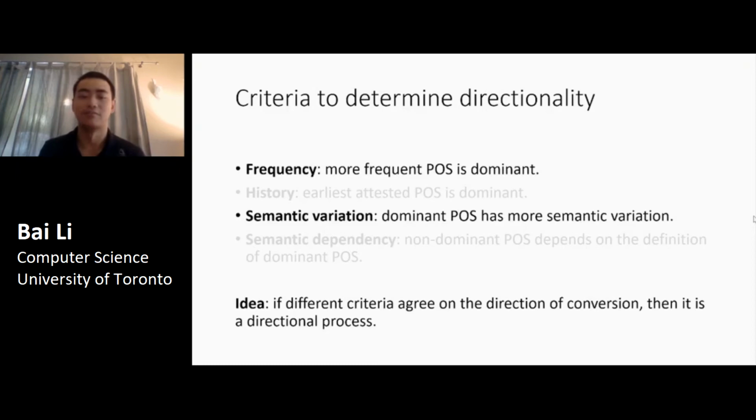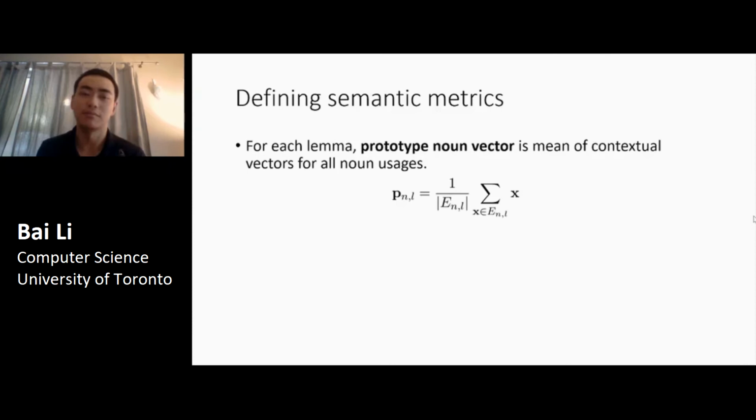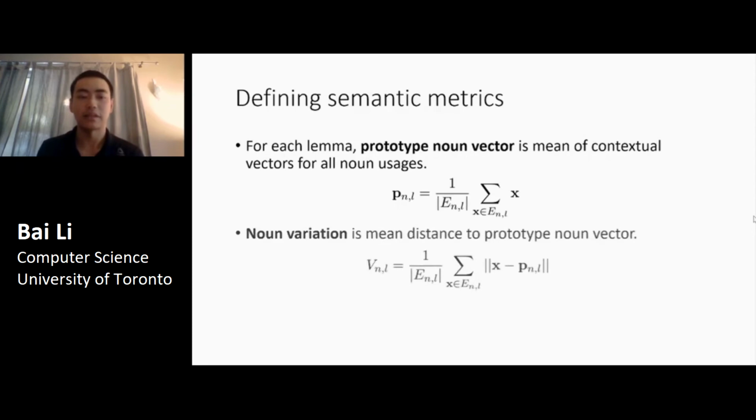So let's start with defining the semantic metrics. For each lemma, we define the prototype noun vector as the mean of all the contextual vectors for all the noun usages. So you take all of the noun usages of a word, and then you feed them all through BERT, and then you get a bunch of contextualized vectors. And the mean of all of that is the prototype noun vector. Next, the noun variation is the mean distance from an average noun vector to the prototype noun vector. And we calculate this, of course, for verbs as well.